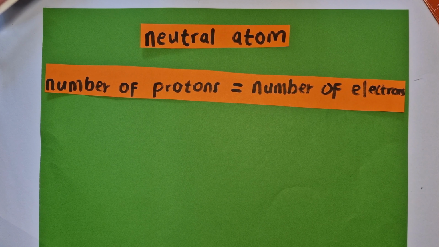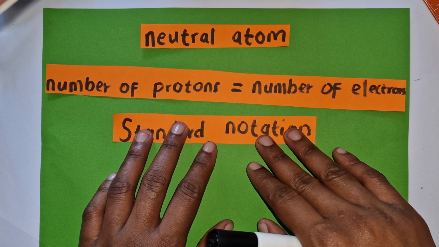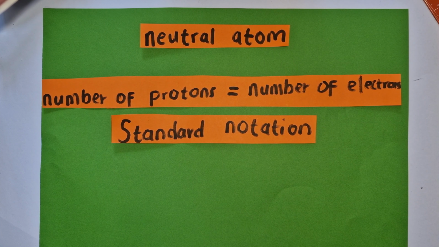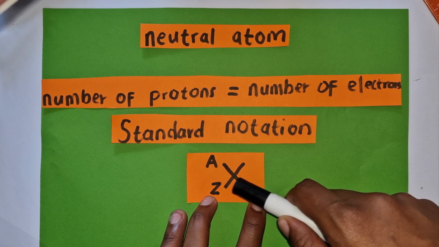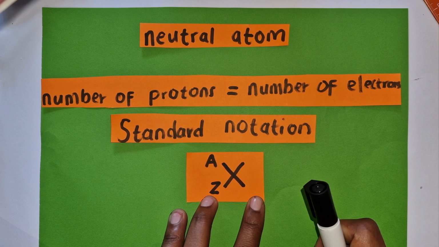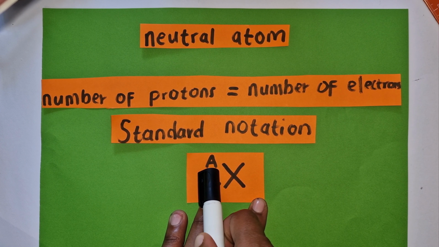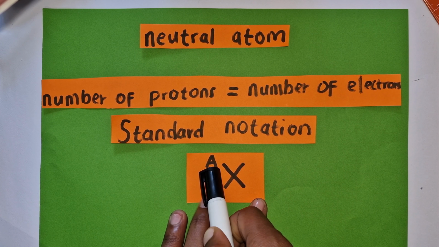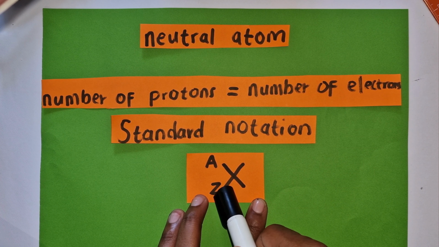Additionally, this is how you can write what we call the standard notation for a neutral atom. So you write it something like this, whereby X represents the chemical symbol for that specific atom, A is the atomic mass number, and Z is the atomic number.